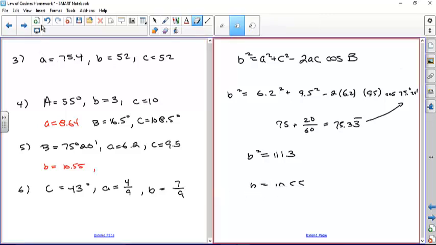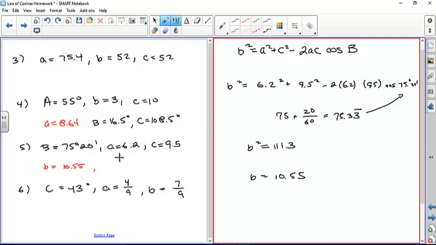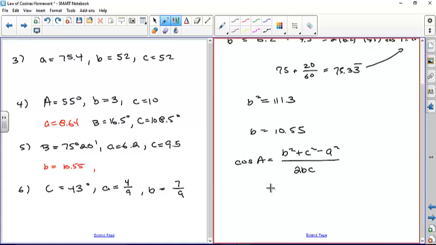The next one, we can use the law of sines. Let's use the law of cosines again. So in this case, we'd use the alternate form, which says the cosine of A is equal to b squared plus c squared minus a squared over 2bc. I think that's right. Let me double check the formula here. Okay. So now we can just plug the numbers in.